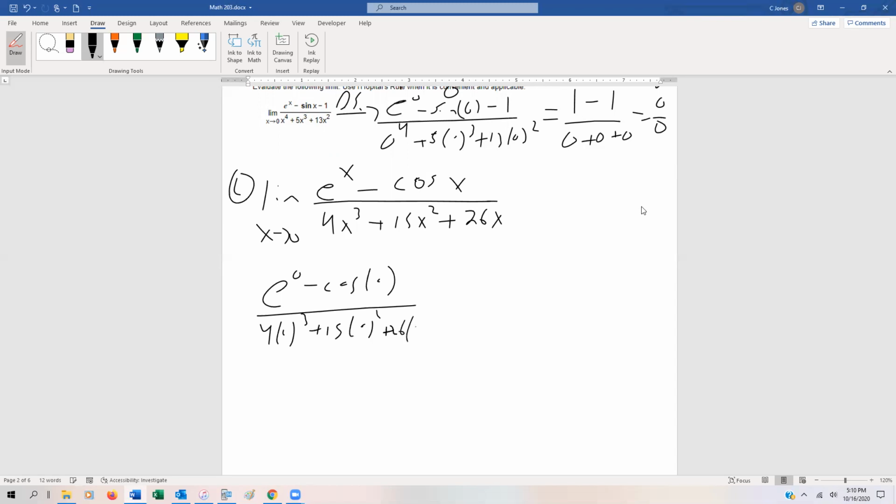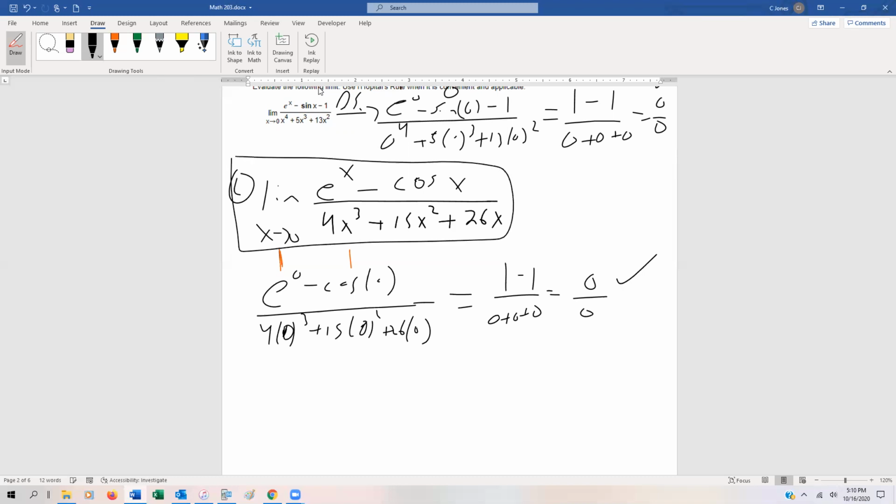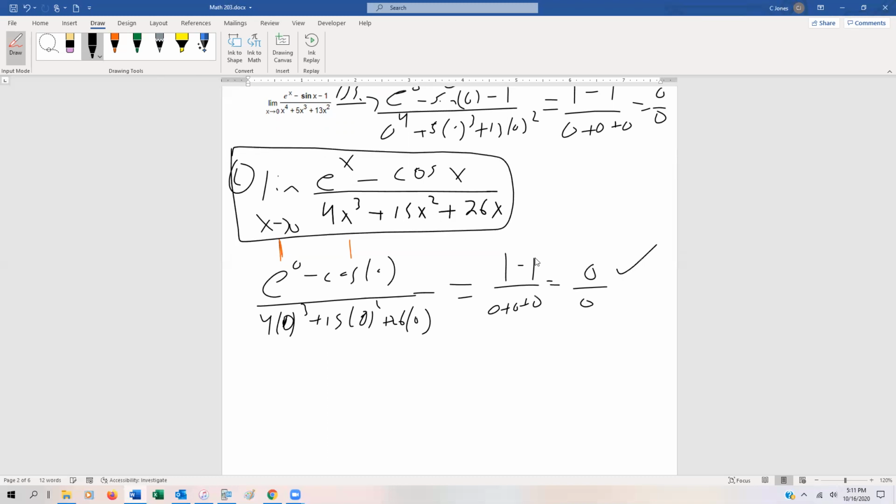E to the 0 is 1. Cos of 0 is 1. Remember, these are all zeros anyway. And so we end up with 1 minus 1 over 0 plus 0 plus 0 equals 0 over 0. So that means we would once again use L'Hopital's rule. And again, we're going to go back here and use L'Hopital's rule. And we're going to finally get an answer this time.